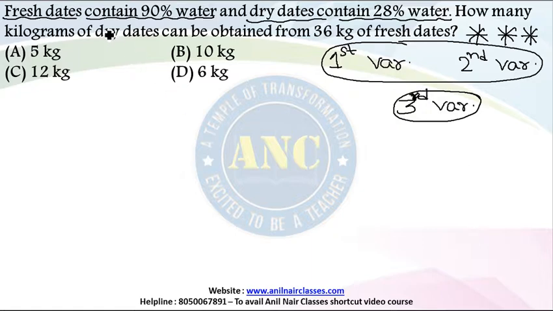Now, there are three parameters in this question. First parameter is fresh dates. Second parameter is dry dates. And the third parameter is water. Think a little logically. Which two parameters, if I combine, will give me the resultant parameter?